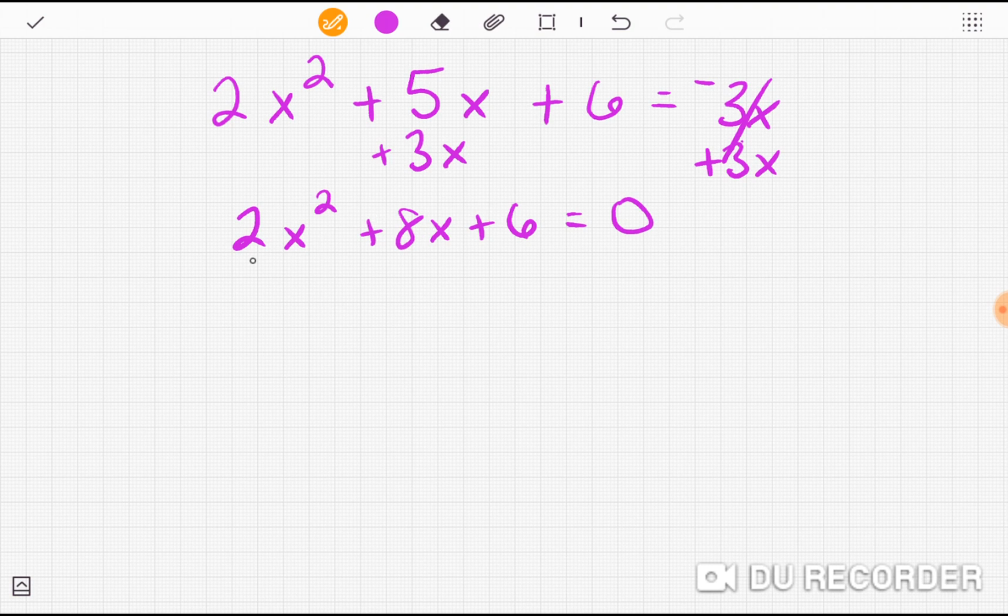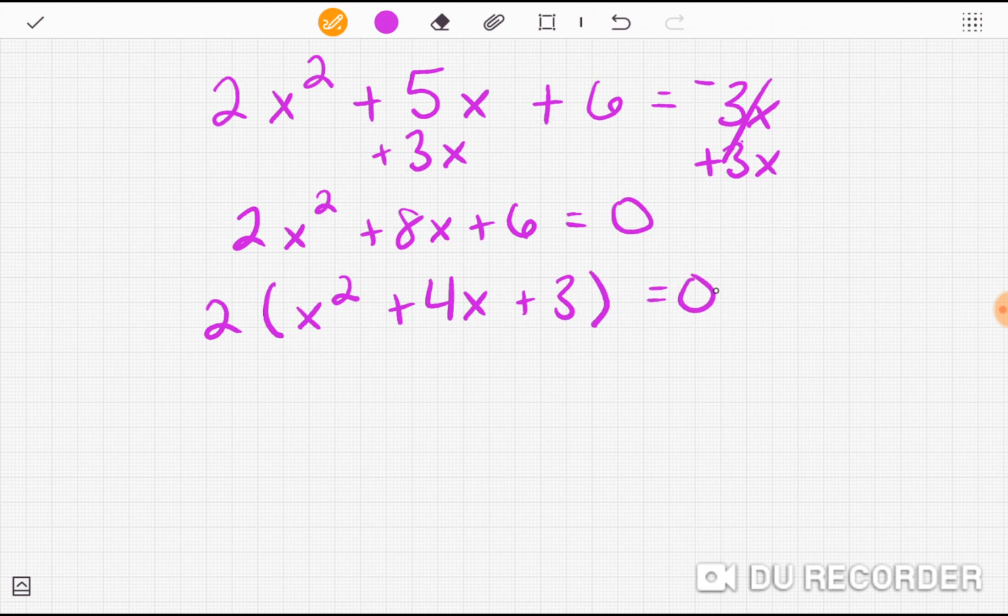All right, well, this looks a little bit scary because there's a number in front of the x squared, but look, we can divide that by 2, we can divide that by 2, we can divide that by 2. That leaves us with 2(x squared plus 4x plus 3) equals 0. Now we take everything in this parenthesis and we factor it the same way we did that first problem, those easy type problems.